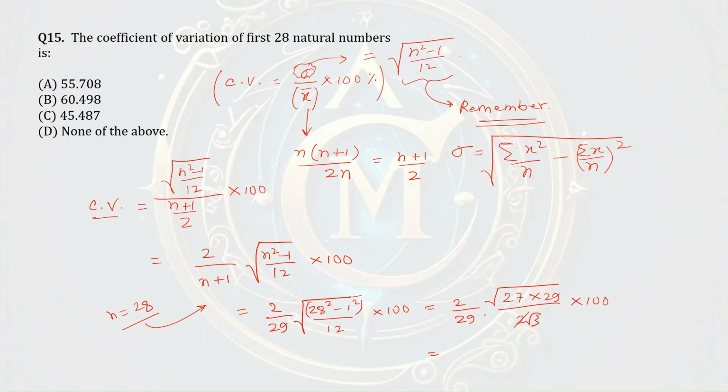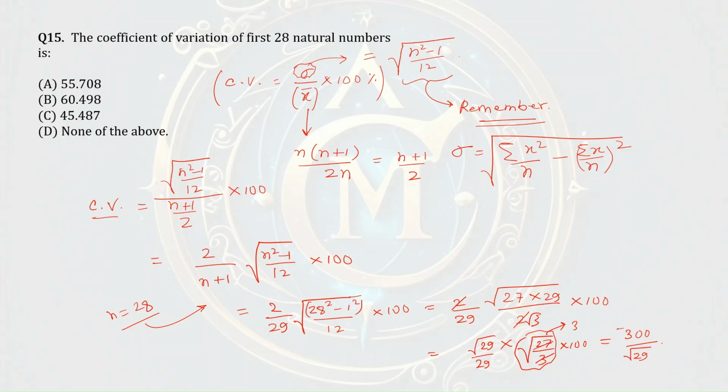So this becomes 2 gets cancelled, and here this we can write as root 29 into root over 27 by 3 divided by 29 into 100. Now root over 27 by 3 gives us root over 9. So this whole value is equal to 3. That means our answer becomes 300 divided by root over 29.